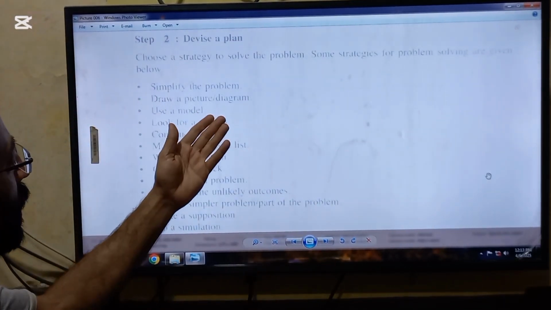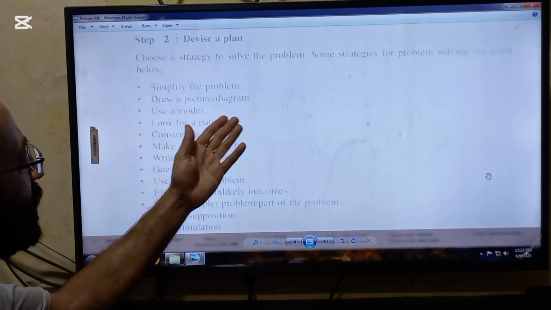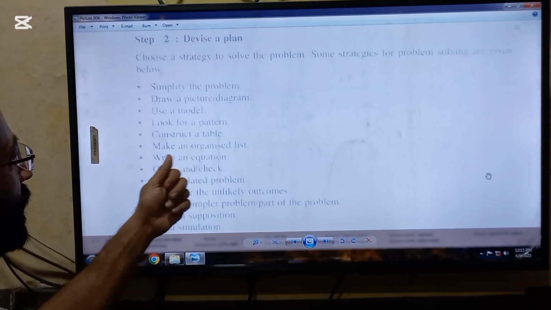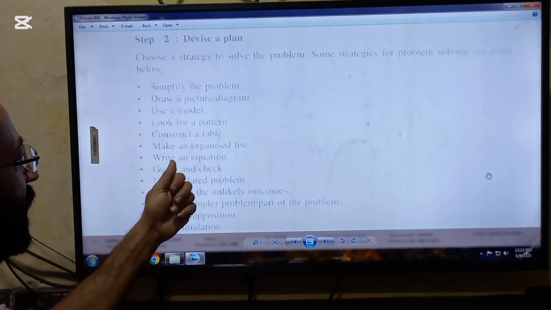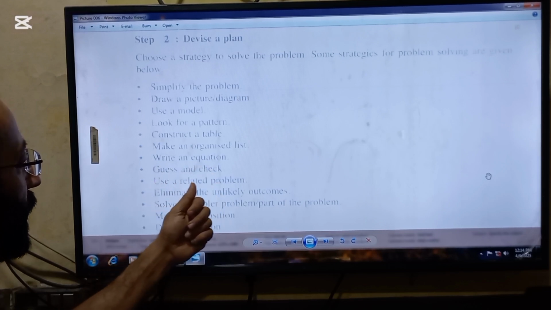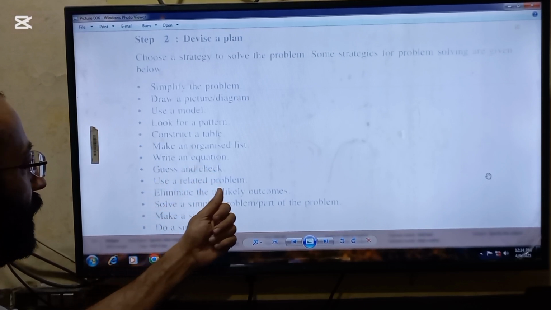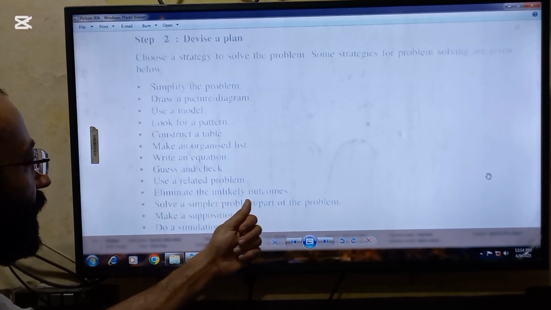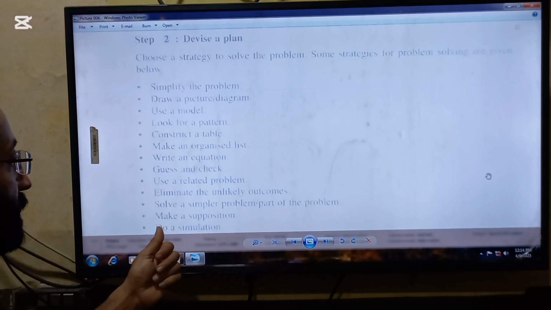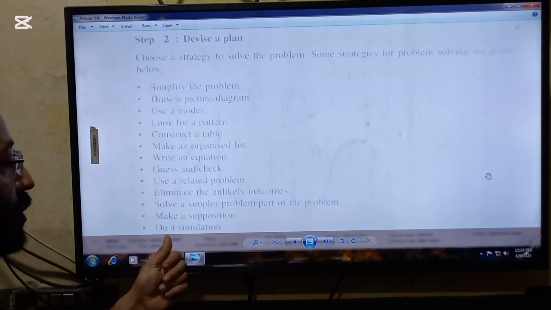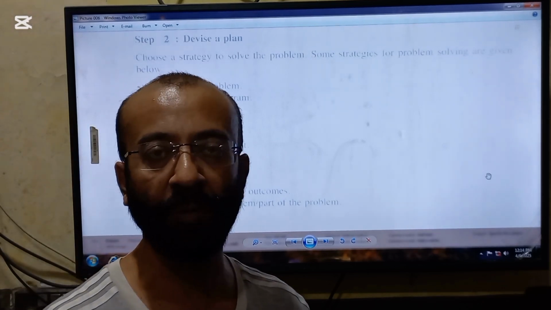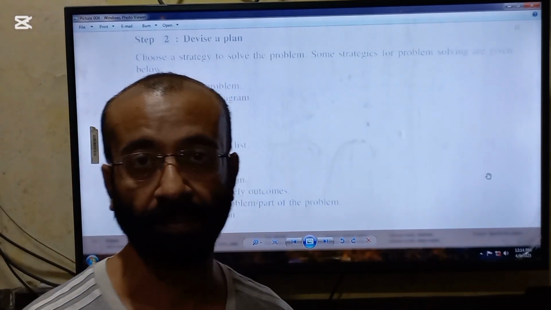Number 1 is simplify the problem. Number 2 is draw a picture or diagram. Number 3 is use a model. Next is look for a pattern. Next is construct a table. Next is make an organized list. Next is write an equation. Next is guess and check. Next is use a related problem. Next is eliminate the unlikely outcomes. Next is solve a simpler part of the problem. Next is make a supposition. Next is do a simulation. So these are some kinds of strategies which can be used while devising a plan.